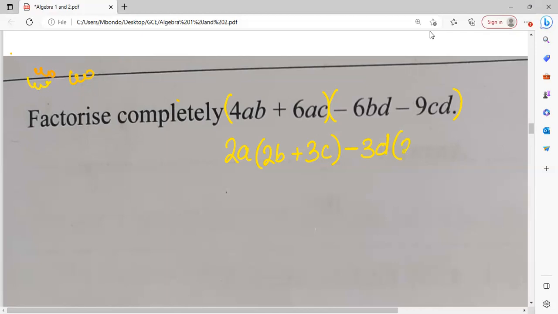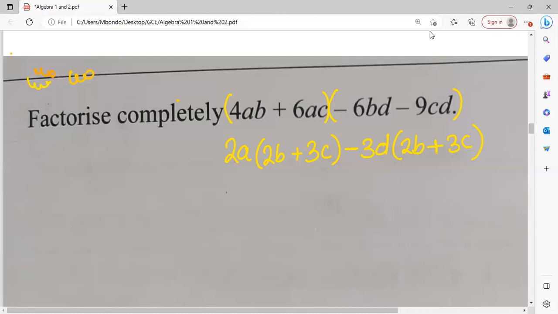Here you remain with 3b. And because we have factorized a minus, in order not to change the question, what we're going to have in the brackets changes to a positive, so that when we distribute this, it takes us back to the negative that we have in the original question.